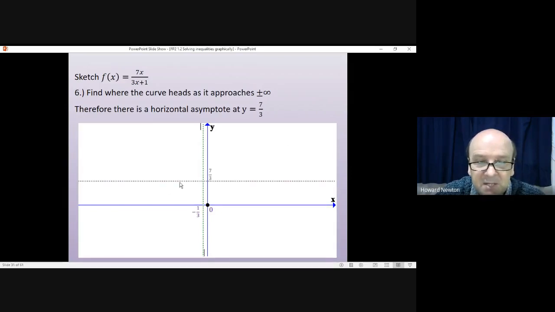So there we have sketched it onto the graph. At 7/3, there's a horizontal asymptote. And as the curve gets bigger, it's going to tend towards that asymptote. As the curve tends towards minus infinity, it'll also tend towards that asymptote. We need to check which side it tends to. And you can't assume that it's going to go to one side or the other. Sometimes these things do actually cross over the asymptote and then come back towards it again. So you do need to check.